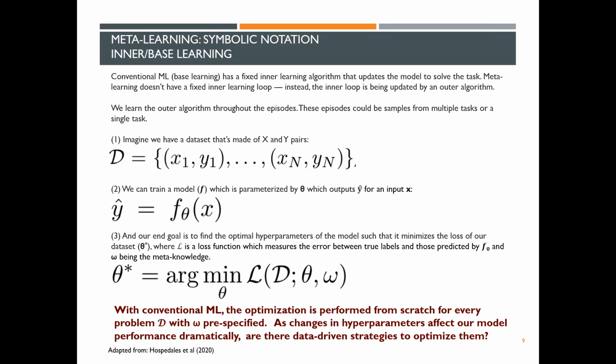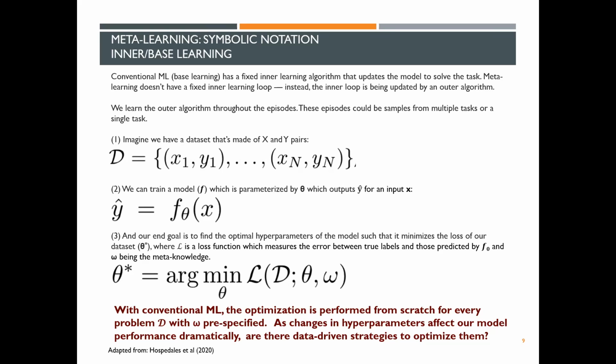And our end goal is we want to find the optimal parameters theta, such that it minimizes the loss function. And so here we're showing theta star is basically the minimum of our loss function, where L is our loss function, and the inputs to our loss function are the data, theta, and then the actual model, which is the lowercase omega there. The W always, I forget, it's confusing, but that's the lowercase omega.